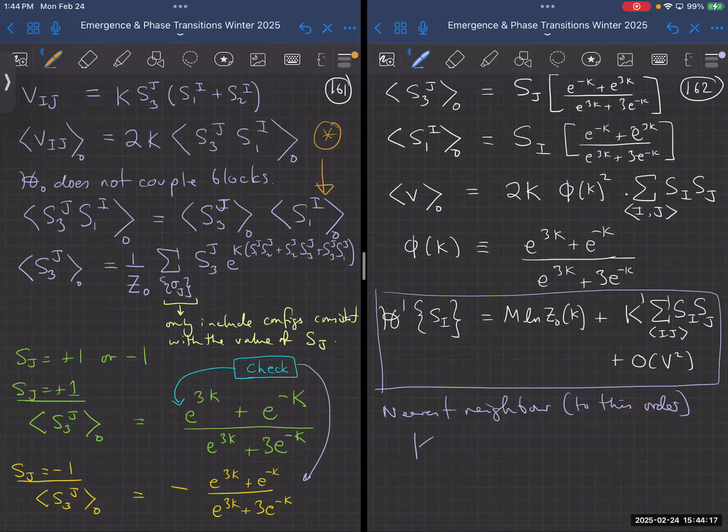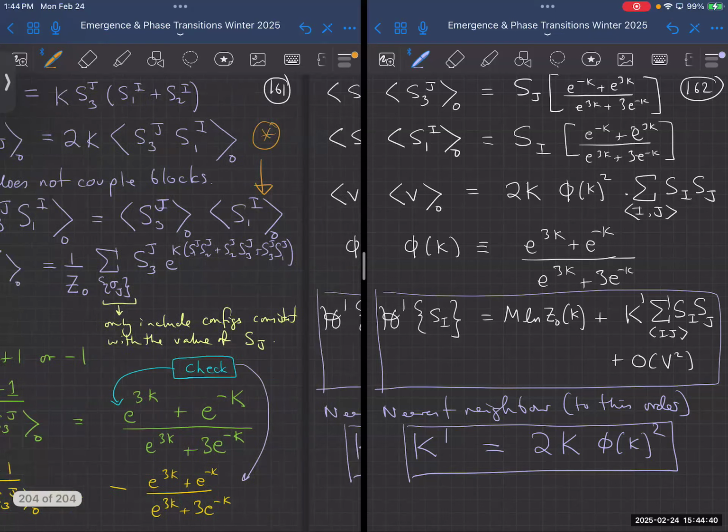And the new coupling constant, after I've done the renormalization group transformation, I can read off is 2k times phi of k squared. And as promised, the renormalization group recursion relation is some very complicated nonlinear function of the original coupling constant. But we've calculated it, okay? And now that we've calculated it, we can then use that calculation.